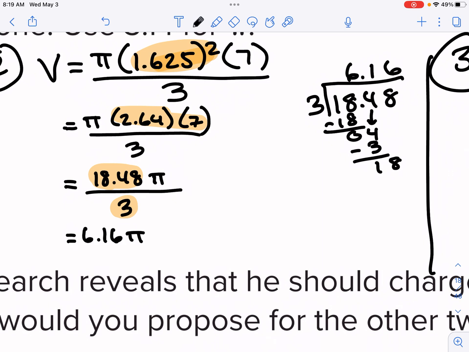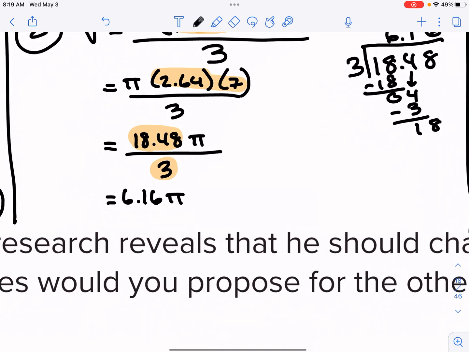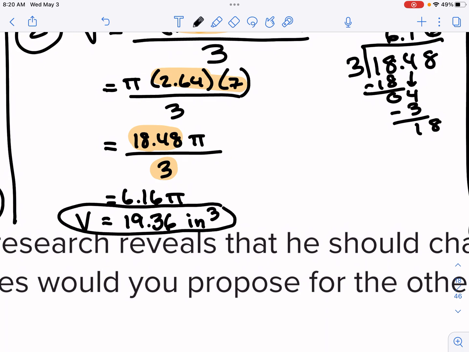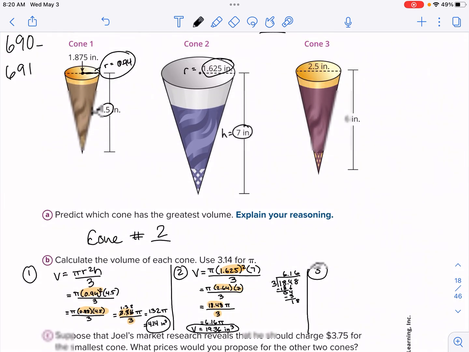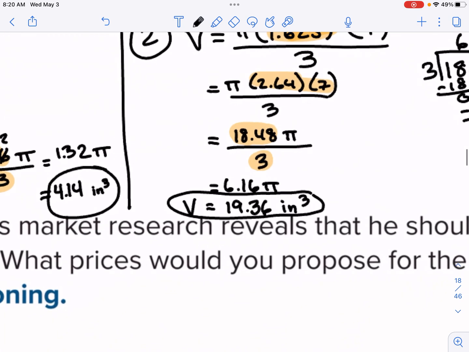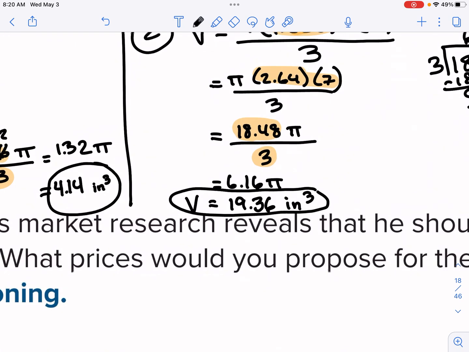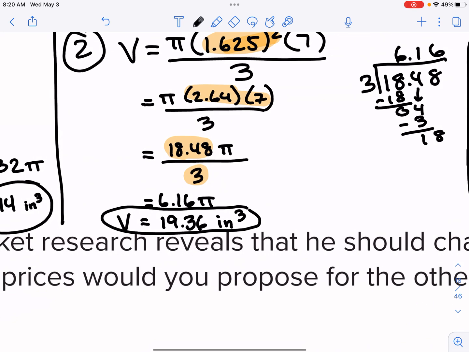6.16 times pi. So let's multiply 6.16 times pi to get our final answer in terms of cubic inches. Actually, I'm just going to give that to you. We're going to say it's V equal to, if you multiply it by 3.14, 19.36 cubic inches. All right, so I would say that cone number 2 is probably the biggest. It is, but we can see here, right? This is 19 point something, whereas the first one was 4 point something, so significantly bigger than that.